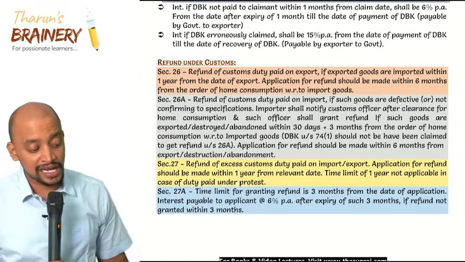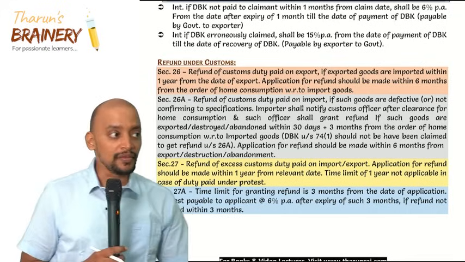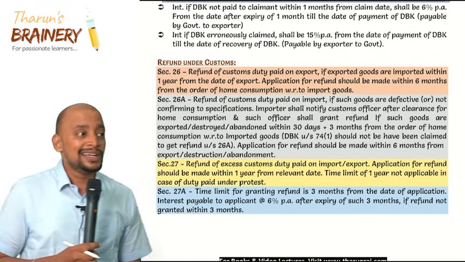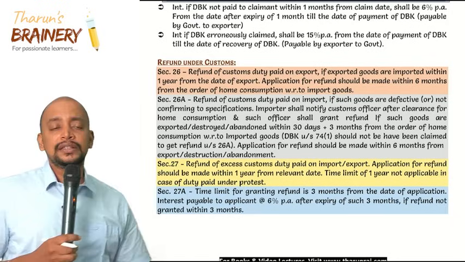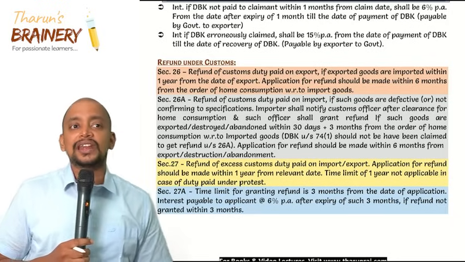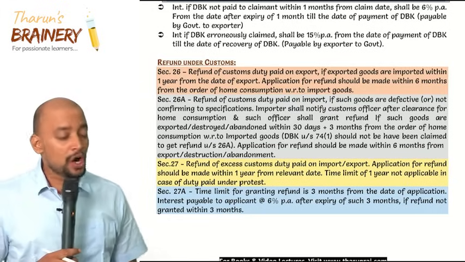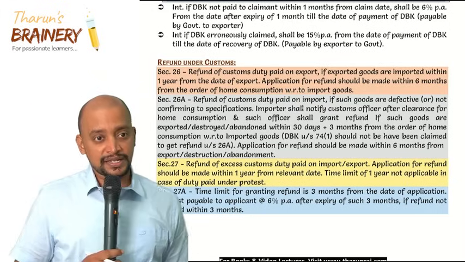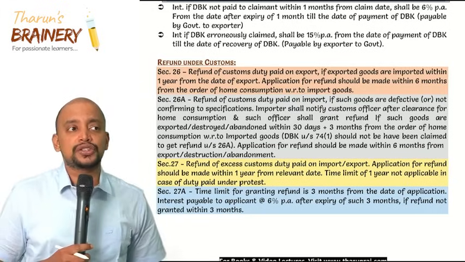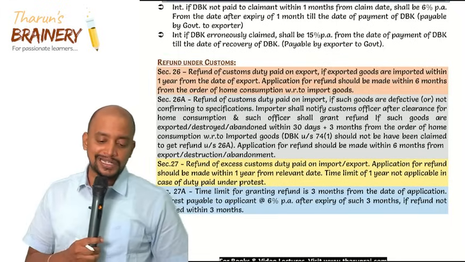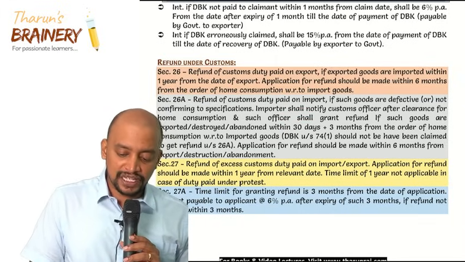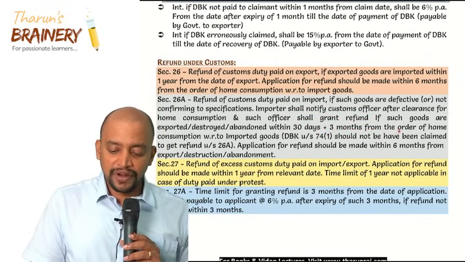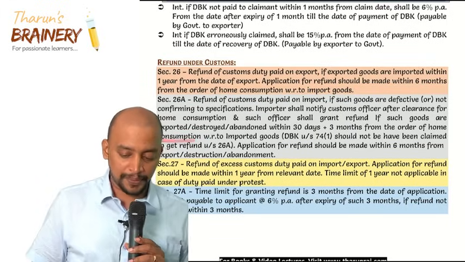Actually what we can do, either we can export it back or we can relinquish the title or we can destroy these goods. In these 3 cases, we will get the refund of customs duty paid. How much refund we will get? 100%. What is the time limit within which this should be exported, destroyed, etc.? 30 days, and it can be extended for a further period of 3 months from the order of home consumption.